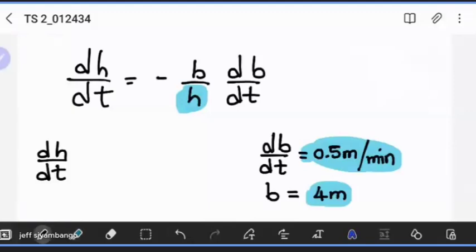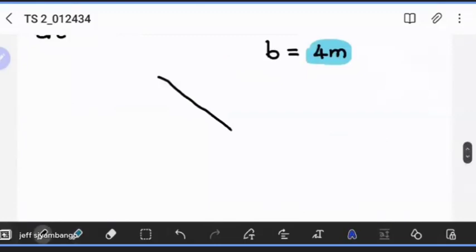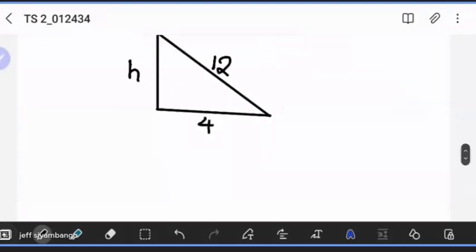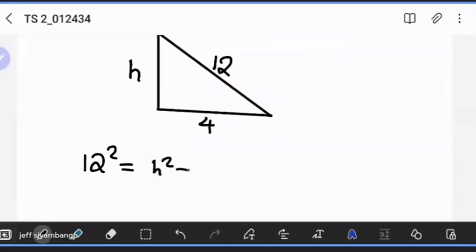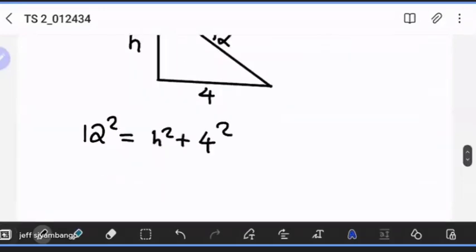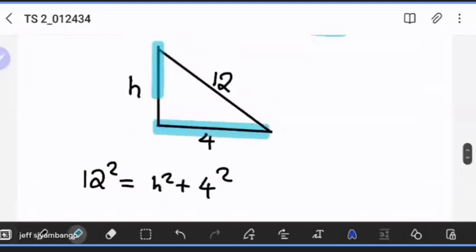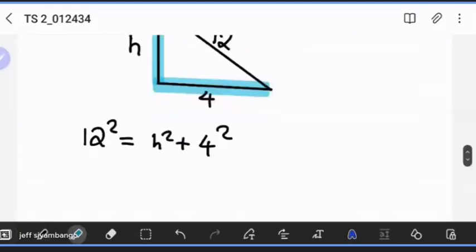To get H, here's what you would do. The ladder has been falling for some time. It has been falling such that the base is now 4. But remember, the length of the ladder was never changing. It was always 12. So notice that now we can use Pythagoras theorem again, so that it gives us H. So we have 12 squared is equal to H squared plus 4 squared. So this tells us, at this point when the base was 4, what was the height? It tells us the exact height when the base was 4.